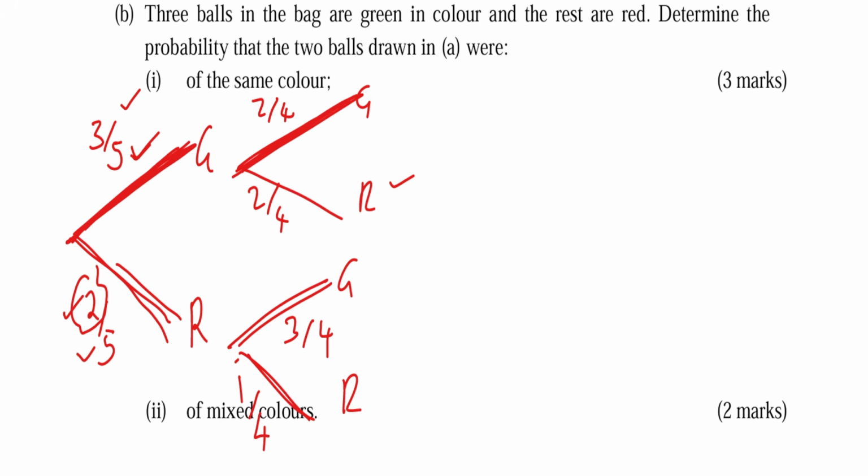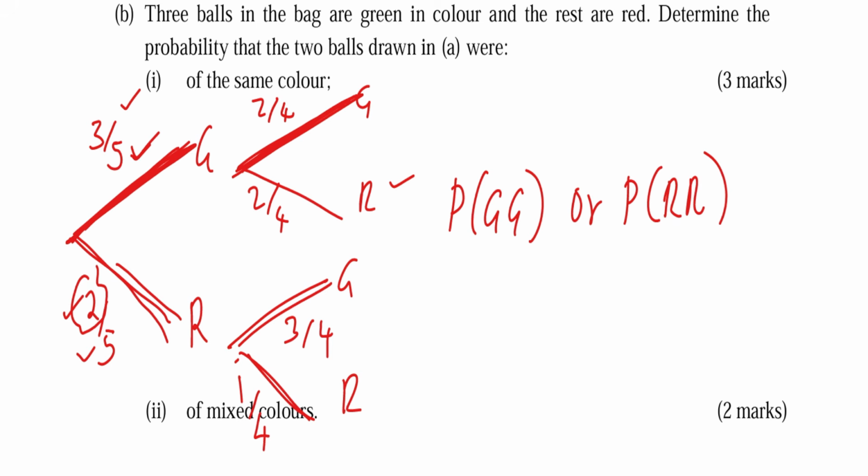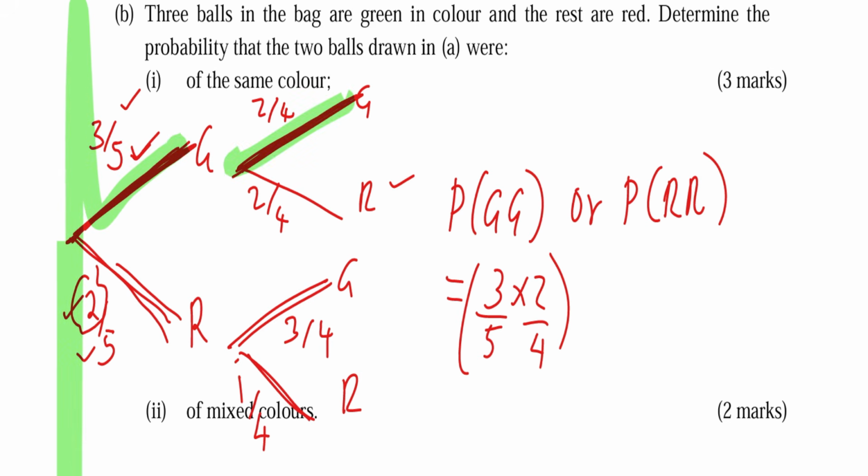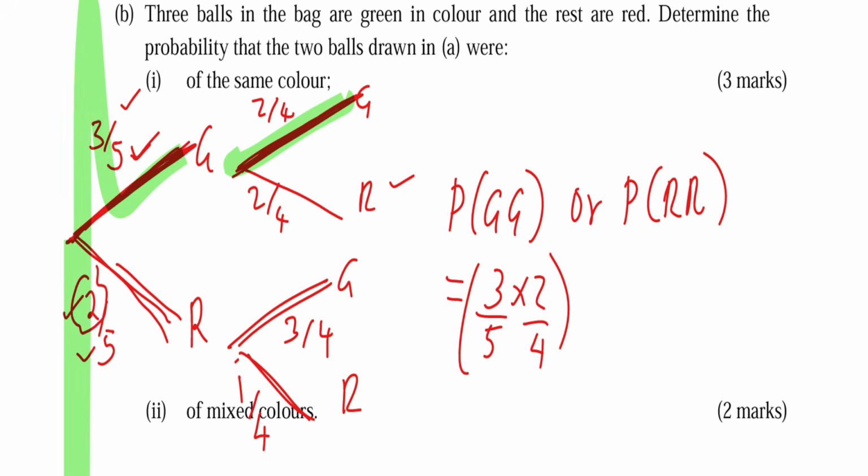So you are told to find the probability that the two balls drawn in A were of the same color. So B of the same color means that either it was green and green, or there's a probability that it was red and red. So it means that is 3/5 times 2/4. Let us understand, it is this and this, so that you don't get confused. So it's this one and this one.